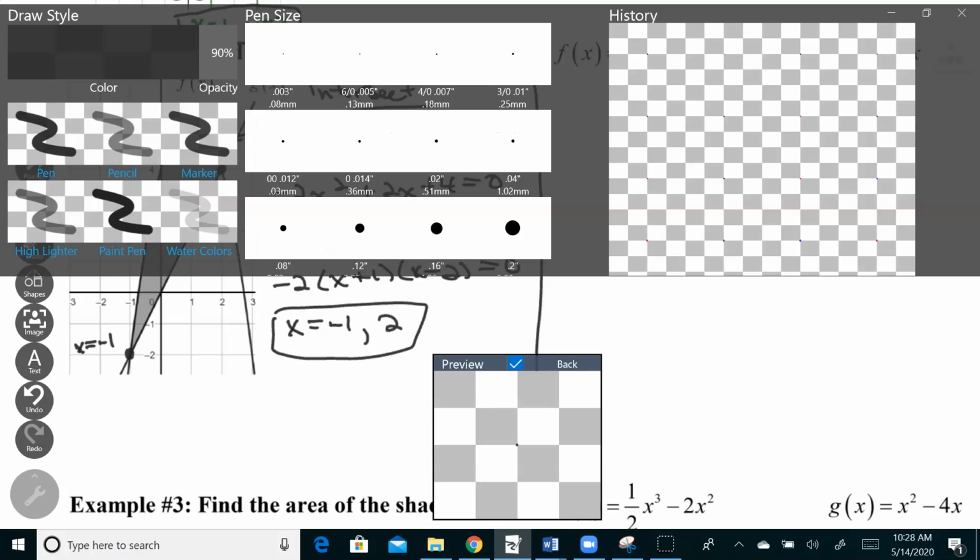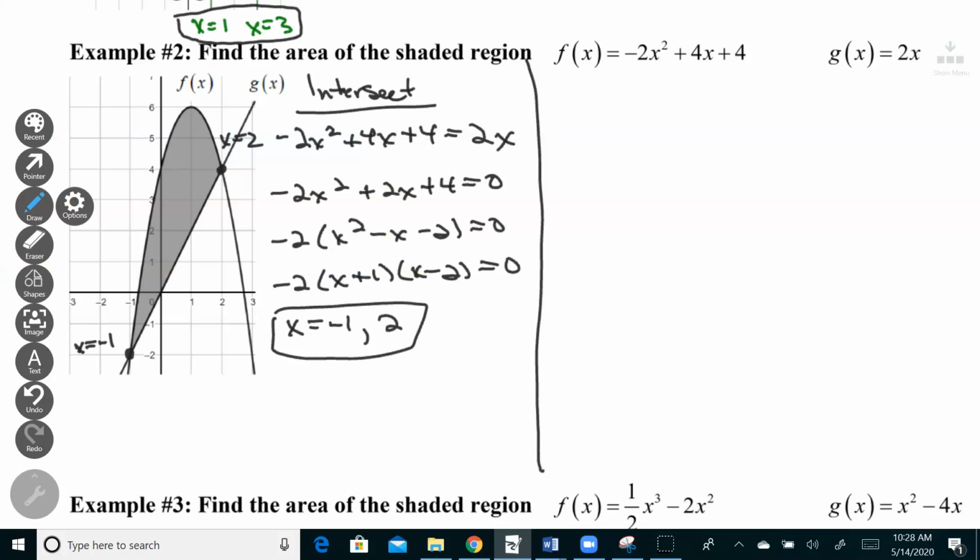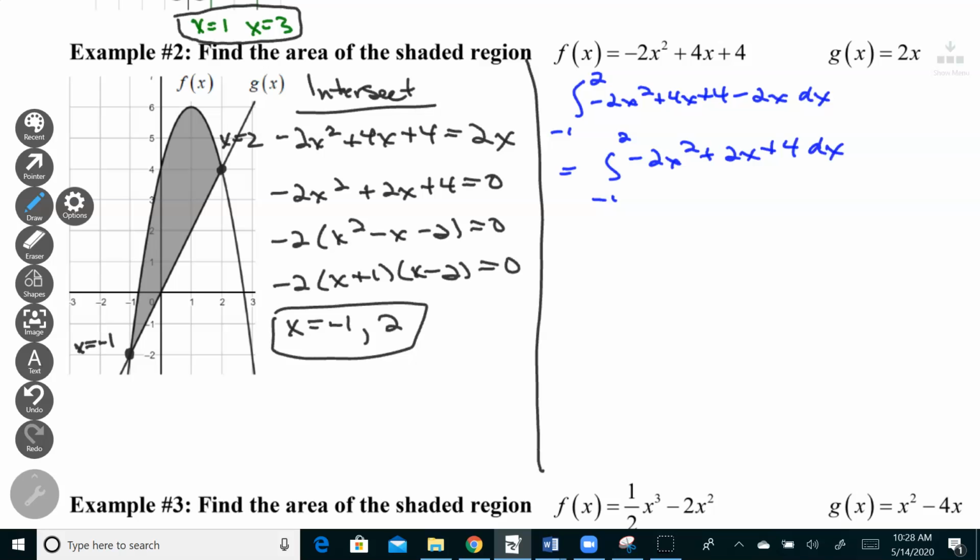So now when I set up my integral, it is going to be the integral from negative 1 to 2, upper curve, which is the f, negative 2x squared plus 4x plus 4, minus the lower curve g dx, which is equal to the integral of negative 1 to 2 of negative 2x squared plus 2x plus 4 dx. And now we just do our antiderivative that we know, negative 2/3 x cubed plus x squared plus 4x evaluated from negative 1 to 2.